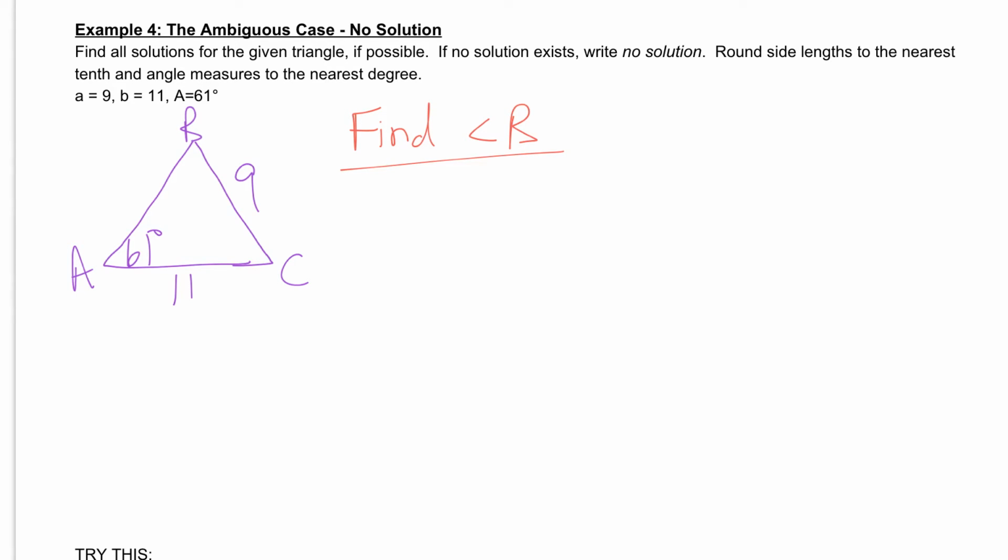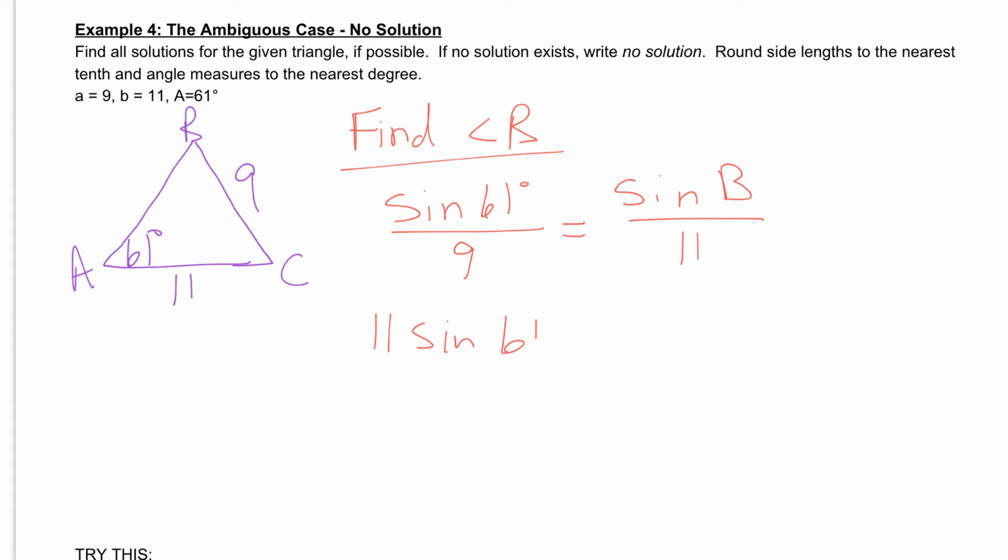And to do that, we use our law of sines that says the sine of 61 degrees, which is big A, over little a, the side length, which is 9, should be equal to the sine of angle B over the side of b, which is 11. If we cross multiply, we get 11 times the sine of 61 degrees equal to 9 times the sine of B. Then we want to divide both sides by 9, and we get 11 times the sine of 61 degrees over 9 equal to the sine of B.